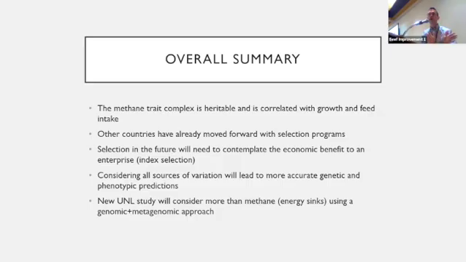So I think doing that requires careful thought, but certainly just throwing a methane EPD out there and saying, best of luck readers with what you do with it, isn't the right approach. Okay, it needs to be part of the comprehensive decision-making process. Considering all sorts of variations of the genomic and metagenomic will lead to more accurate genetic and phenotypic predictions. And this new study I mentioned, the USDA SAS grant, will consider more than just methane. Really, we're focused on energy sinks using both a genomic and a metagenomic approach.